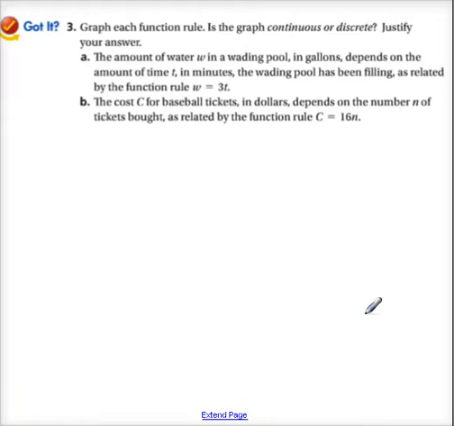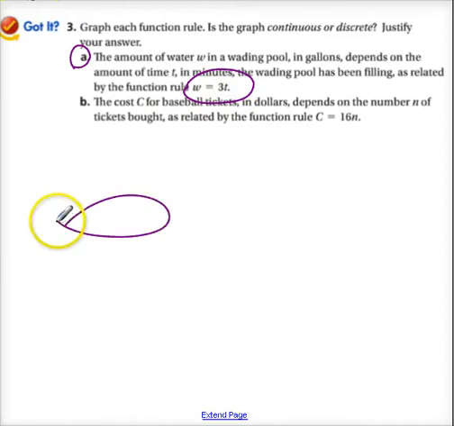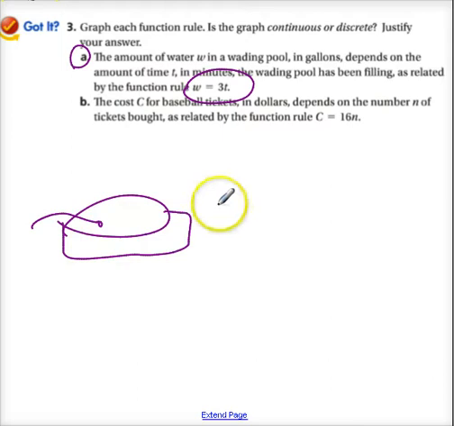Let's look at some more examples. In example A, the amount of water in a wading pool in gallons depends on the amount of time that the wading pool has been filling. Okay, if I were to graph this, I kind of think of it like in the summertime when you have those little inflatable pools and you put the hose in to fill it up with water. I can measure the volume of this pool at any given time. So there's not really discrete measuring points. So this would be a continuous graph for how much water is in my pool.